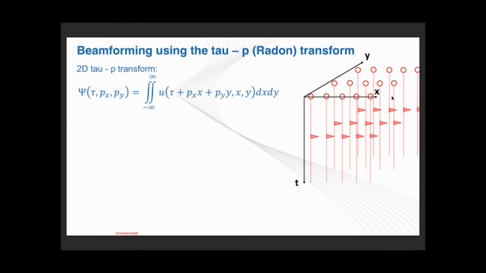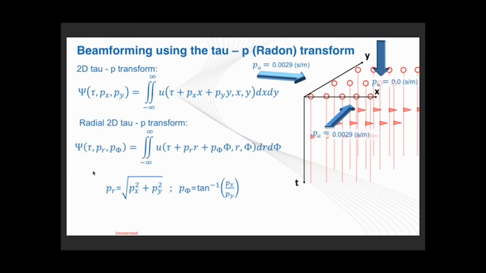For a 2D array, we can apply a 2D tau.p transform, where now we have slownesses px and py. In this case, waves arriving from any horizontal direction would have air slowness, while waves propagating vertically would have zero slowness.